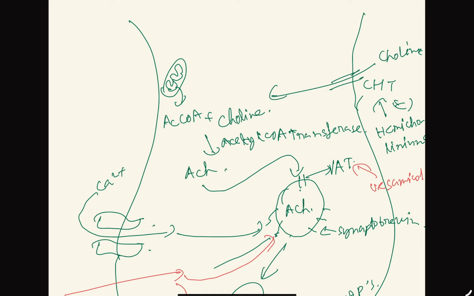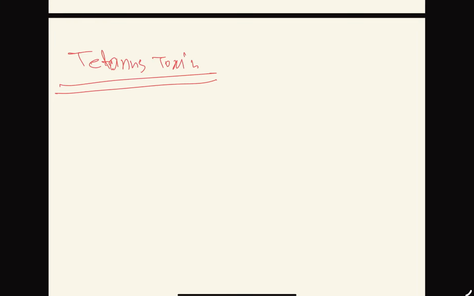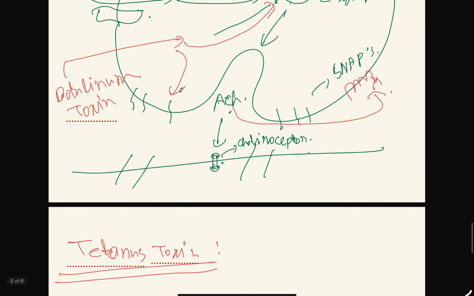But here I want to talk about something called tetanus toxin. Let's talk about tetanus toxin, because it's somewhat related to botulinum toxin. Botulinum toxin causes muscle paralysis. By cleavage of the fusion proteins, it decreases the release of acetylcholine into the neuromuscular junction, and by this mechanism it causes muscle paralysis.